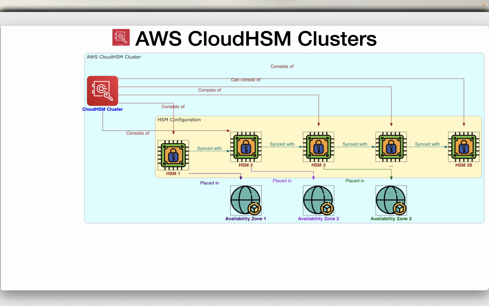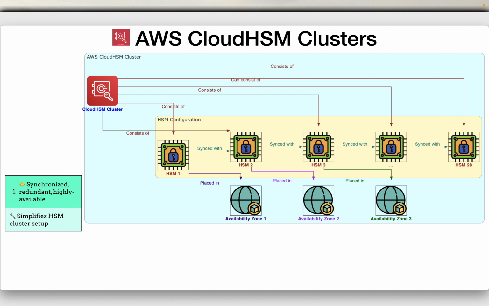So here is some information about AWS CloudHSM clusters. CloudHSM simplifies the process of creating synchronized, redundant and highly available clusters of hardware security modules, which can be challenging to set up individually. When an operation is performed on one HSM in a cluster, AWS CloudHSM automatically updates the other HSMs, ensuring they remain in sync.